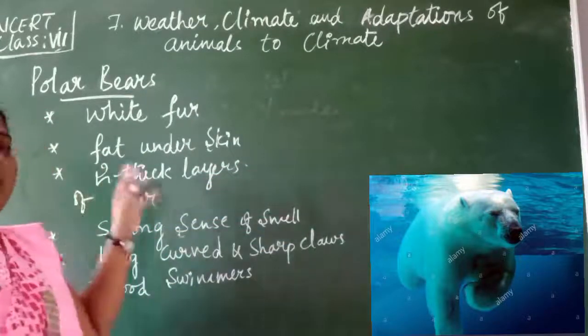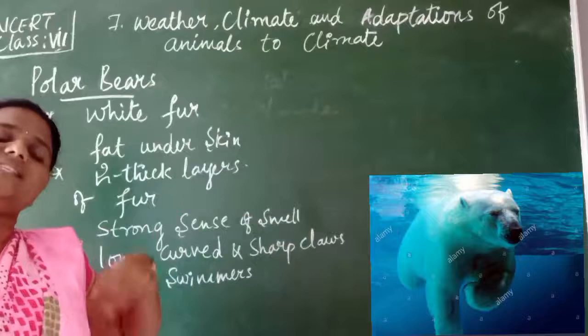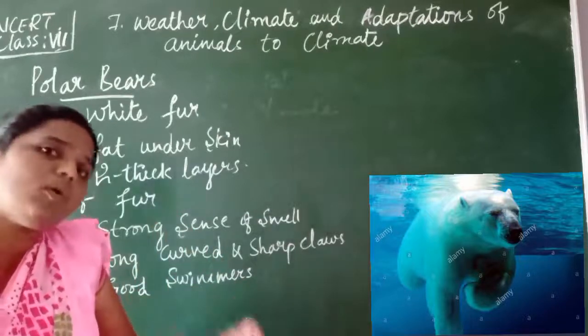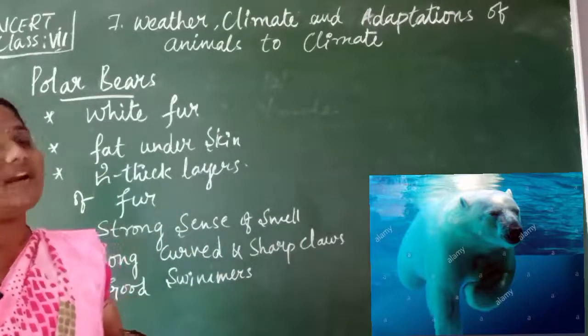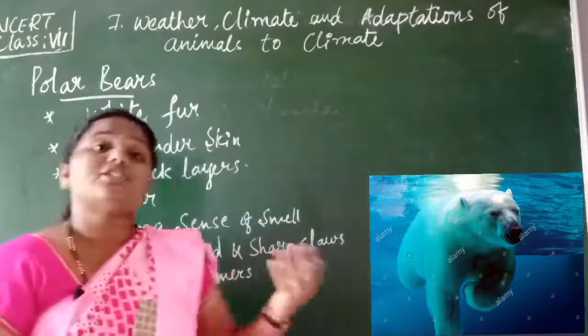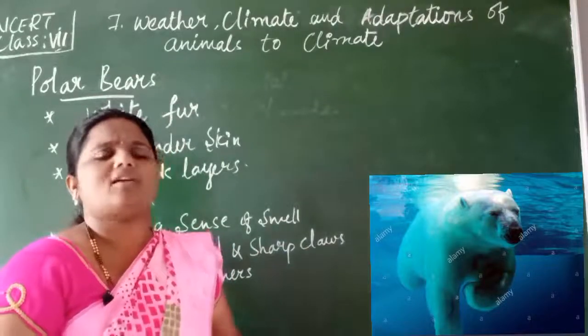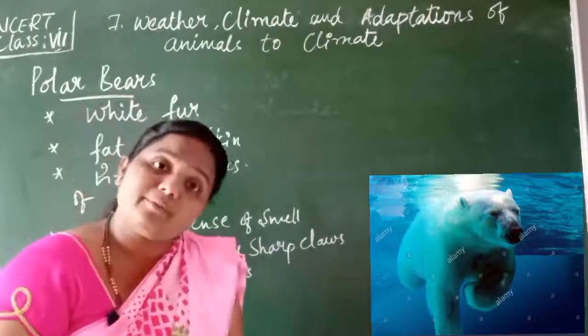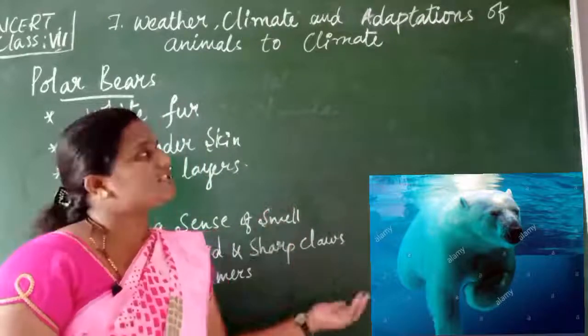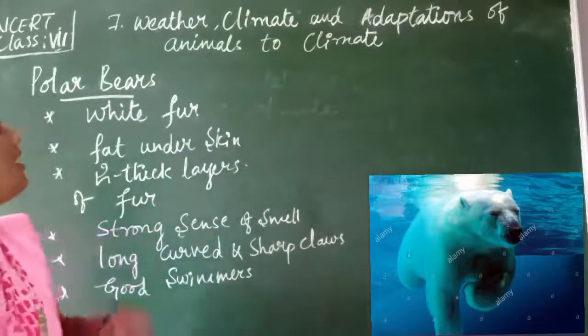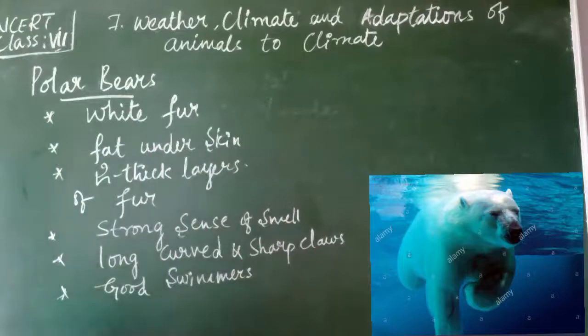See, their climate is very cold, so it has adapted its body according to the climate. It has layers of fur, fat will be present, claws will be present, and it can swim also, isn't it? All such features we can find in the polar bear.